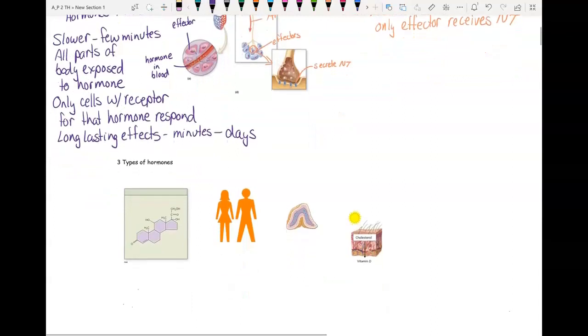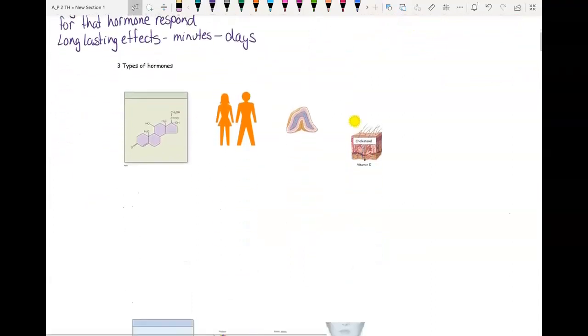Now let's look at types of hormones. You have 3 main types of hormones in the body. The first type of hormone is steroid. Steroid hormones are made from cholesterol. So you eat cholesterol, it's part of your food. Some of the cholesterol that you eat gets converted into your steroid hormones.